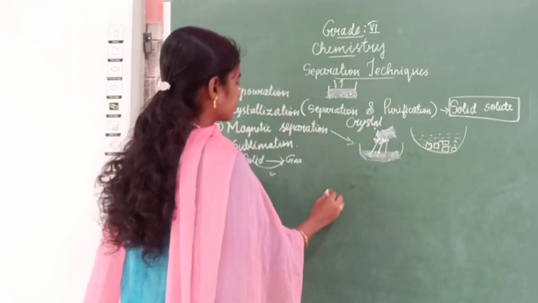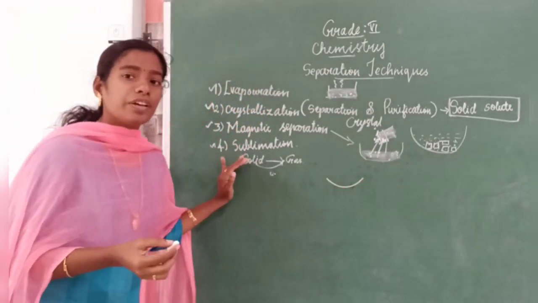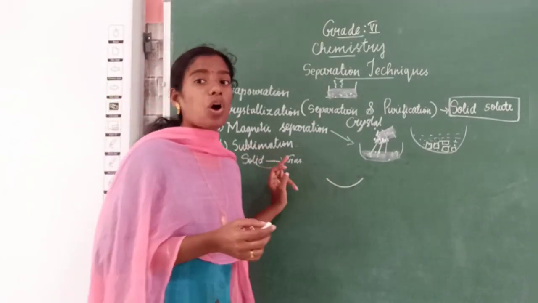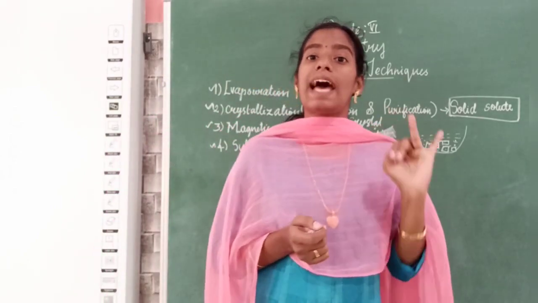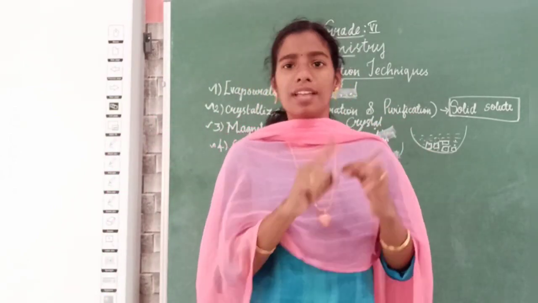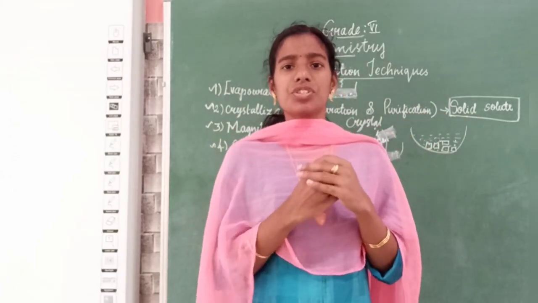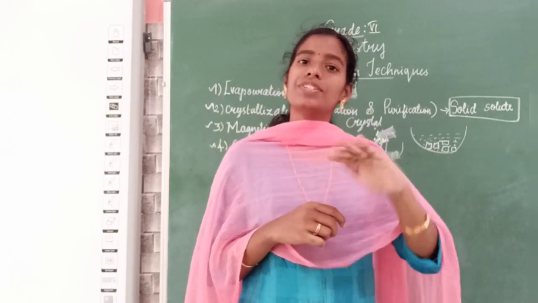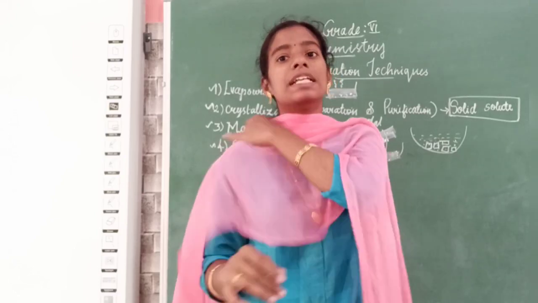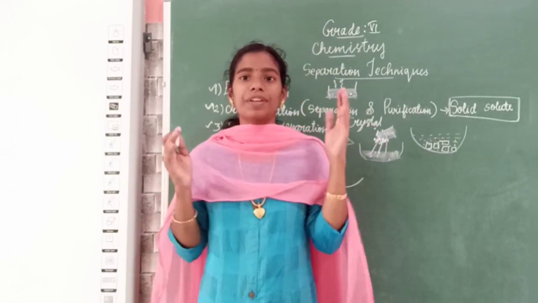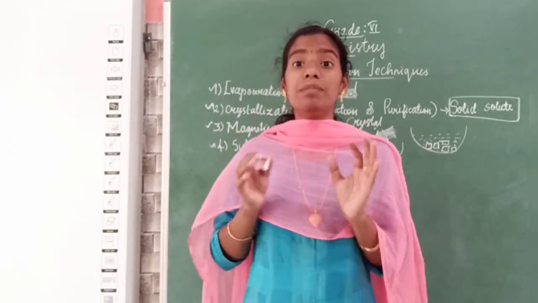Consider you have, for this we have to take only sublime solids. Sublime solids, for example, you can say ammonium chloride, naphthalene balls, iodine, etc. These are sublime solids. Sublime solids means it will change directly from solid state to gaseous state without undergoing into liquid state. So it is called sublime solids.